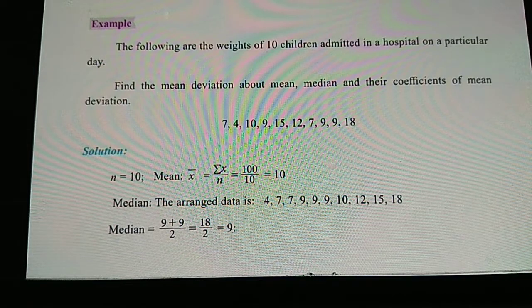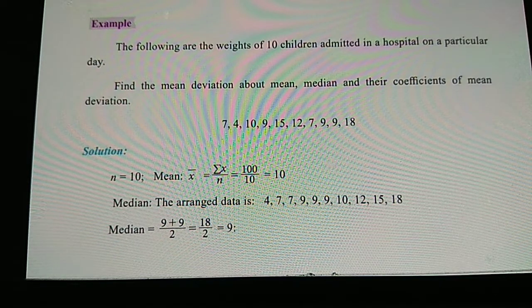For example, the following are the weights of 10 children admitted to a hospital on a particular day. Find the mean deviation about the mean and median, and the coefficient of mean deviation. The data are 7, 4, 10, 9, 15, 12, 7, 9, 9, 18. Solution: first find the number of values, n equal to 10.